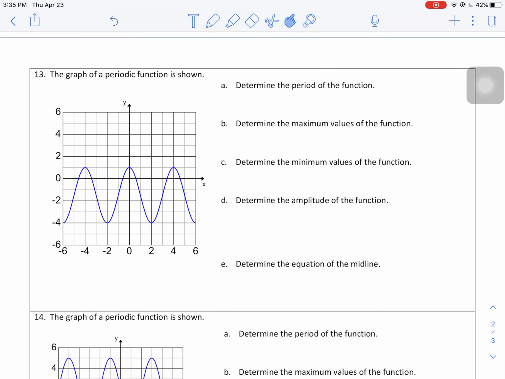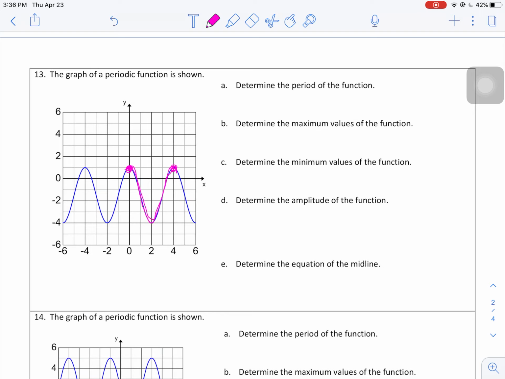13, we have a periodic function, and then we get to do all the key features. So the period is how long it takes the graph to complete one full cycle before it starts repeating itself again. If you can start at an x value of 0, that kind of makes your life easier. So on this particular picture, I'm going from peak to peak.